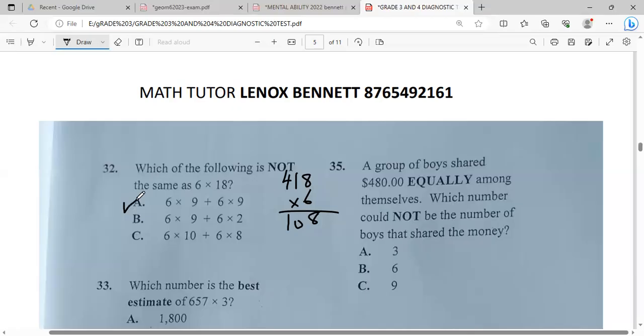All right, but this one, 6 9s are 54, and then 54 plus 12, that is not 108. So this would be our correct answer. All right. Same thing for this, 6 times 60, 6 times 8, 48. So 60 plus 48 is 108. So B is the only one that is not equal to 6 times 18.